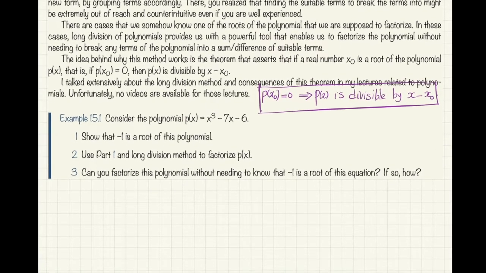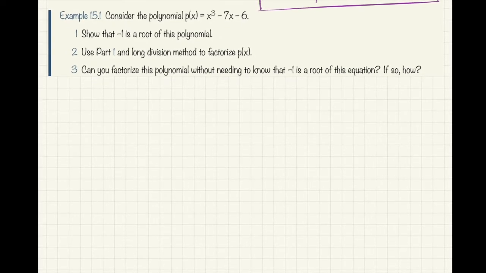Okay, now let us solve a very simple problem. I will explain everything in this problem. So let me read it for you. Consider the polynomial p of x equals x to the 3 minus 7x minus 6. We first want to show that minus 1 is a root of this polynomial. Of course, in this problem, the problem itself has proposed a root to us. Our duty is to confirm that this is indeed a root. But of course, you know that this is a very, very simple task.